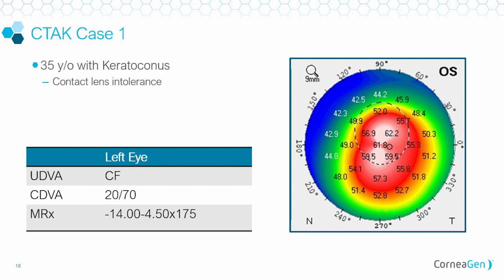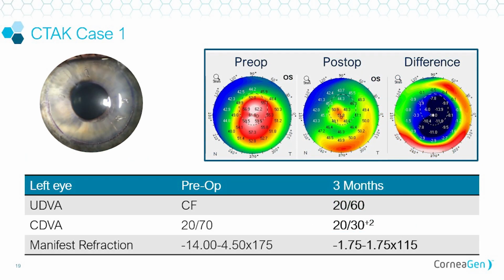She had counting fingers uncorrected vision. Her spectacle correction was 20/70, clearly not functional as a flight attendant, with the refraction below. And again, drawing your attention to the topography, you're seeing these same topographic outcomes on each of these cases with this very symmetric post-op flattening after the CTAK segment is placed. And at 3 months, her vision improved uncorrected to 20/60, in glasses to 20/30 +2, with a much, much more manageable refraction to wear in glasses.